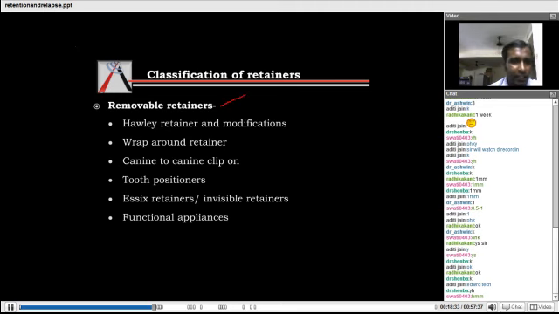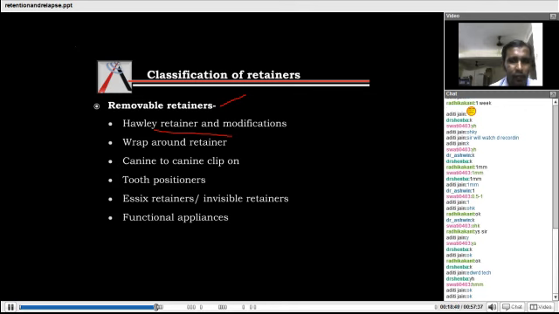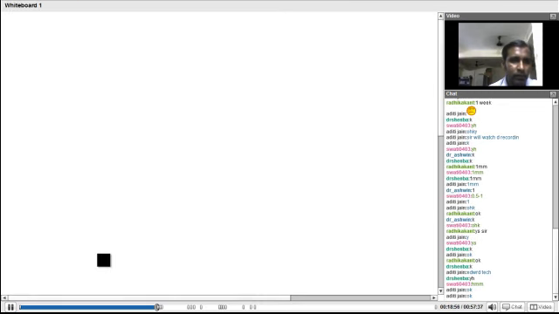You have different kinds of retainers. Hawley's retainers and their modifications. Hawley's retainers, you know, have a labial bow. Modifications will be a short labial bow or a long labial bow. Okay? Fine. Then the wraparound retainer will cover the entire teeth. Suppose you have a dentition, right? They will cover the entire arch and come back, all the teeth. That is called your wraparound retainer.